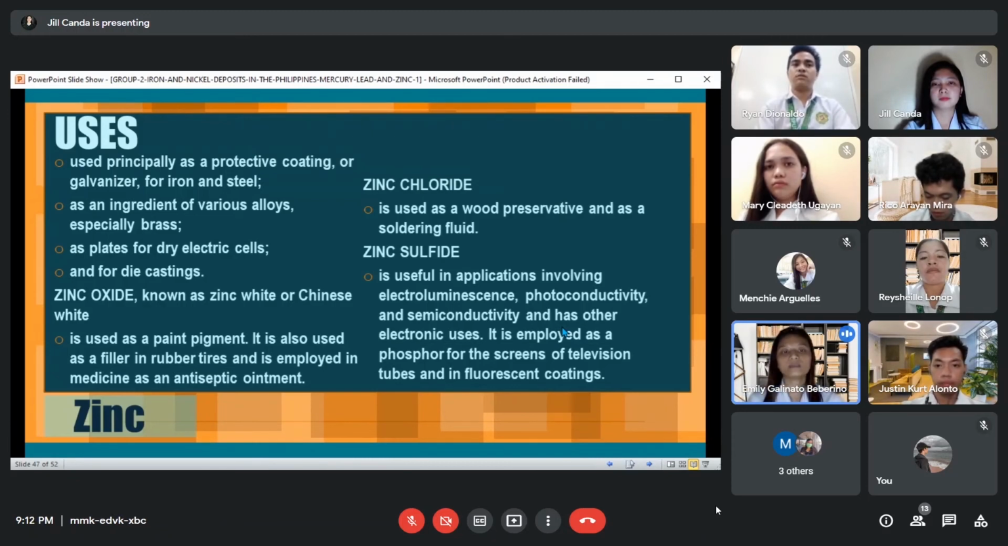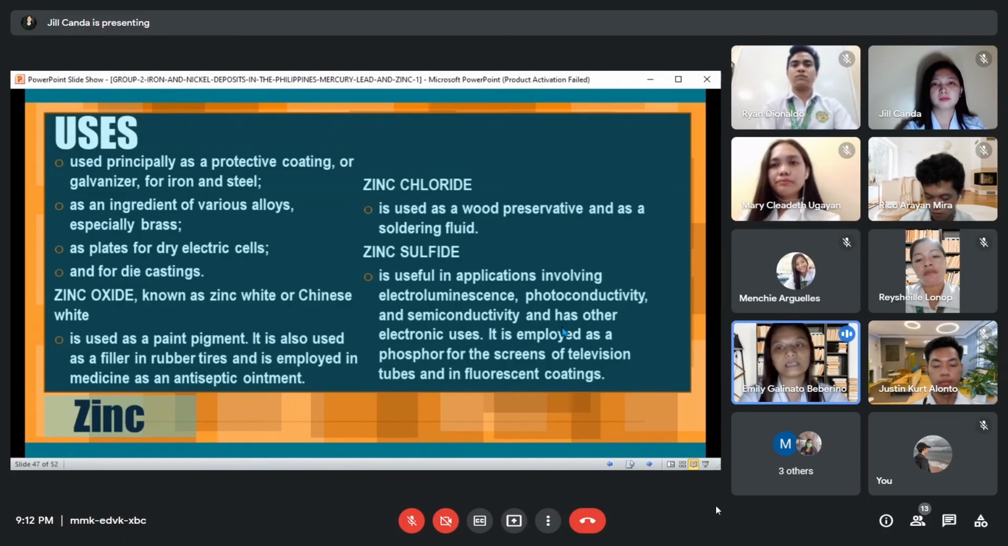When we say zinc oxide, it's known as zinc white or Chinese white. It is used as a paint pigment. It is also used as a filler in rubber tires and is employed in medicine as an antiseptic ointment. Zinc chloride is used as a wood preservative and as a soldering fluid.